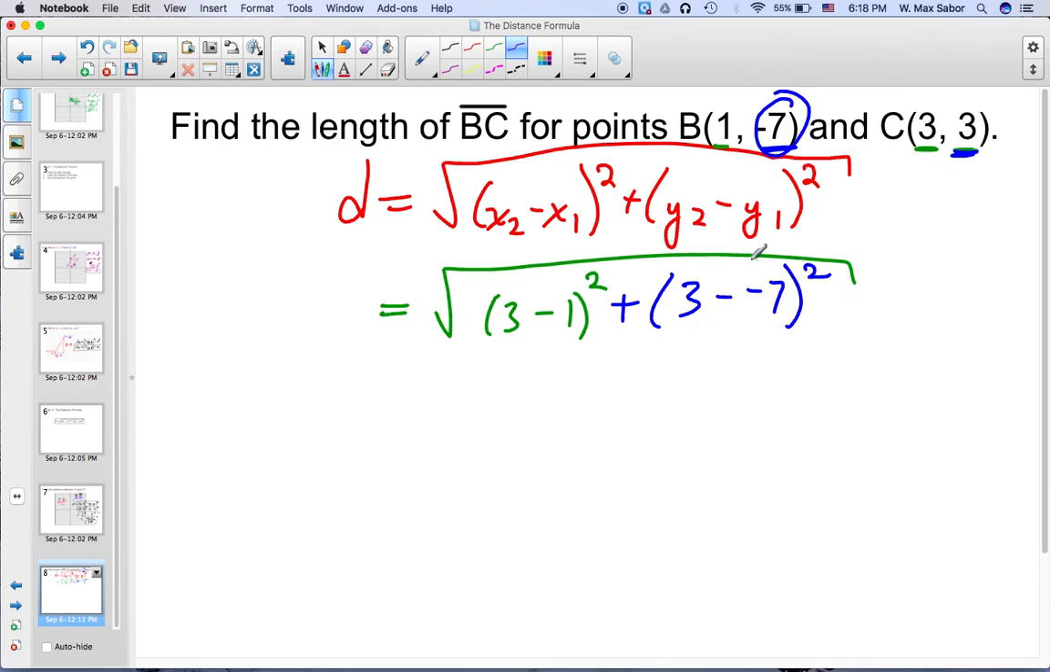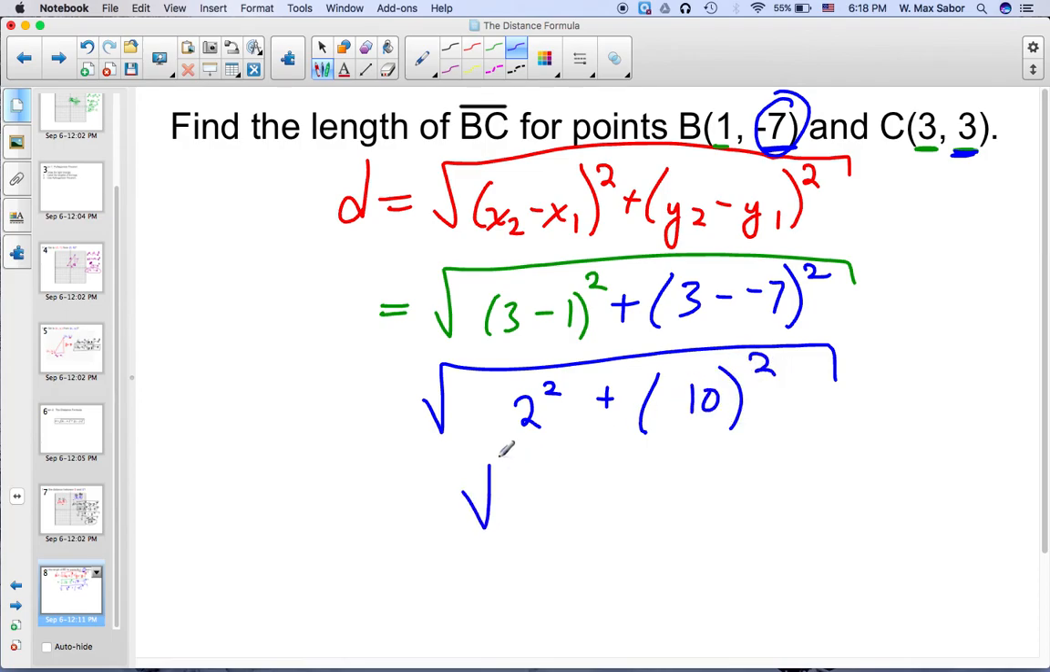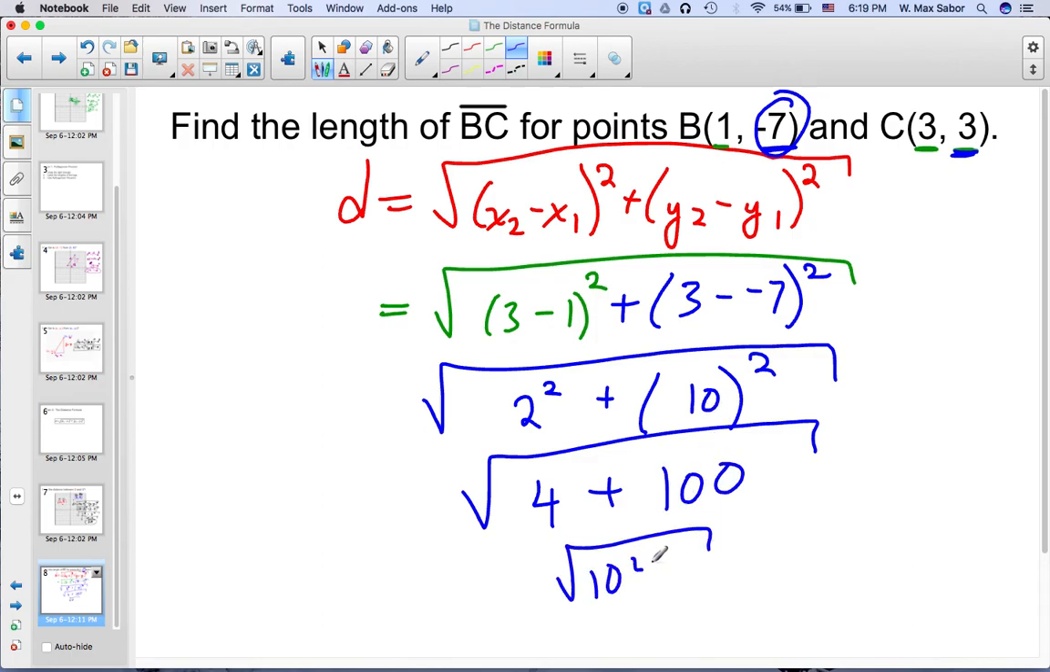Notice that because this is -7, I'm plugging in -7. So minus was already there, minus -7. So 3 minus 1, 3 minus -7. Now we do 2 squared and 10 squared, and that gives us square root of 104.